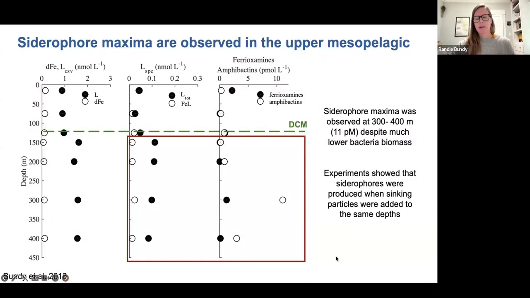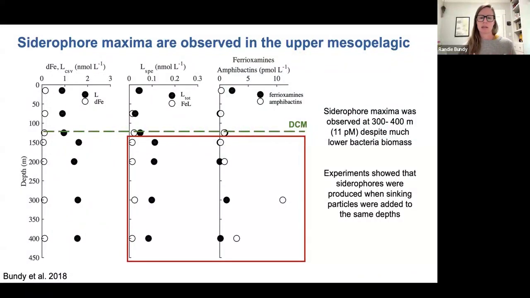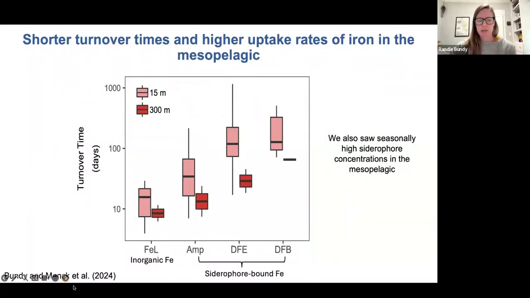And when we measured this first profile, we then did a few follow-up experiments on later HOT cruises at Station Aloha, where we saw that siderophores were indeed produced if we took sinking particles and added them to free living bacteria living at these depths. And so we at least started to think about, okay, maybe there's something associated with processing the sinking organic matter that would lead mesopelagic bacteria to produce these compounds. That's what got me interested in pursuing this further.